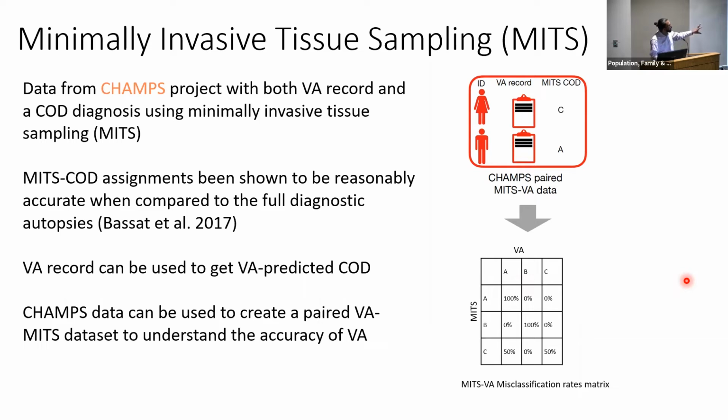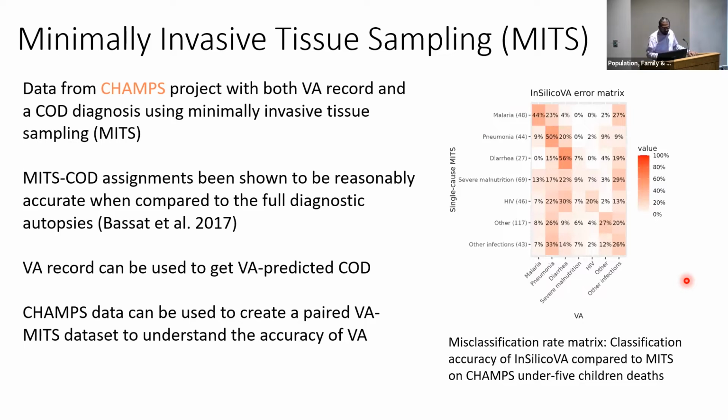And so we can get an error matrix, or misclassification matrix, where the diagonals give us an idea of how accurate the VA is for that specific cause, and the off diagonals give us an idea of what proportion of cases are being misclassified for that cause. This is an example of that error matrix in Mozambique, based on the CHAMPS data for one of the VA algorithms, InSilicoVA, which is again very popular. As you can see, the diagonals range from around 10% to maybe up to 50 or 60% at best, which shows that they're far from being fully accurate, and more often than not, they're accurate less than 50% of the time.